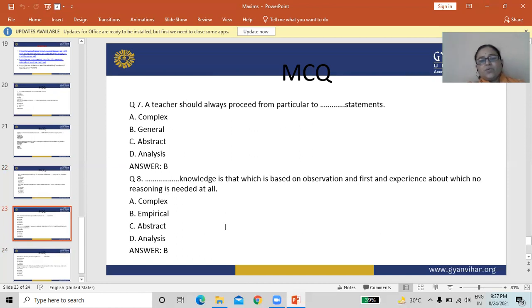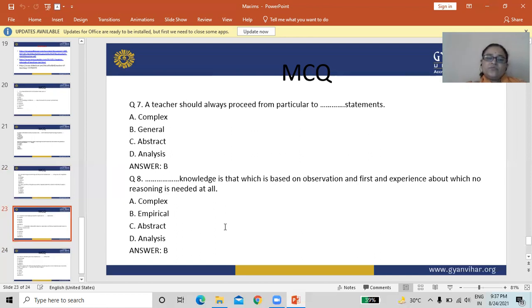Next MCQ: A teacher should always proceed from particular to blank statement. Option A complex, option B general, option C abstract, option D analysis. Correct answer is option B general. A teacher should always proceed from particular to general statement.